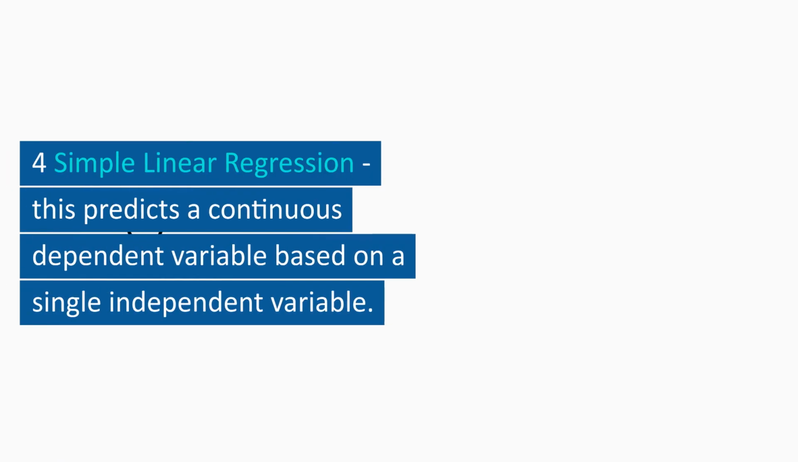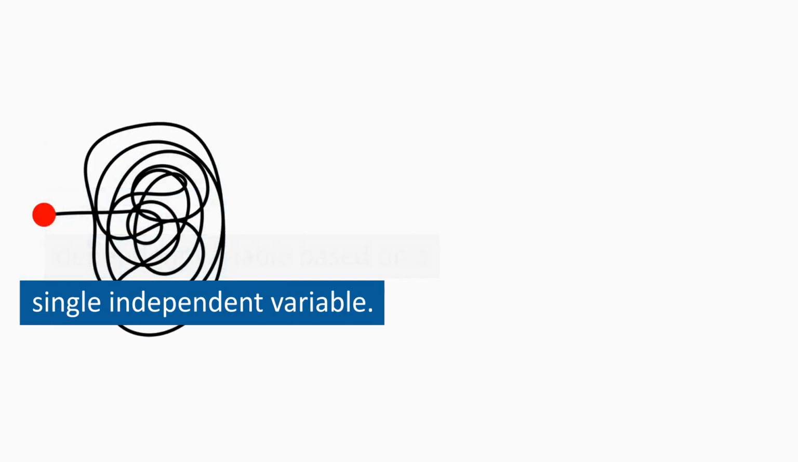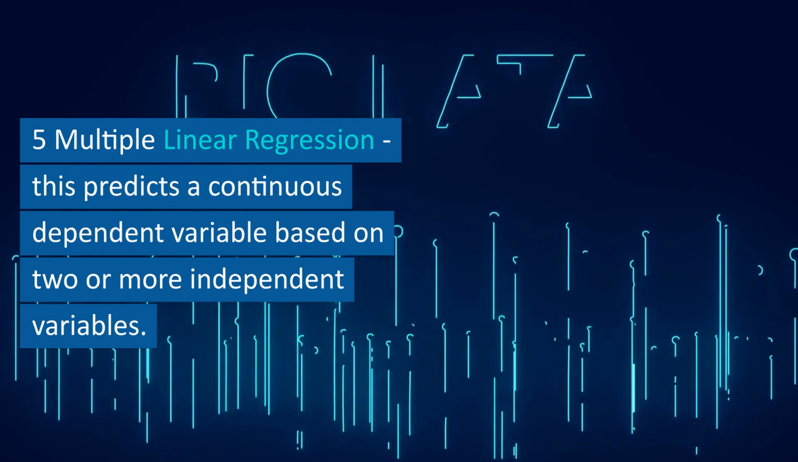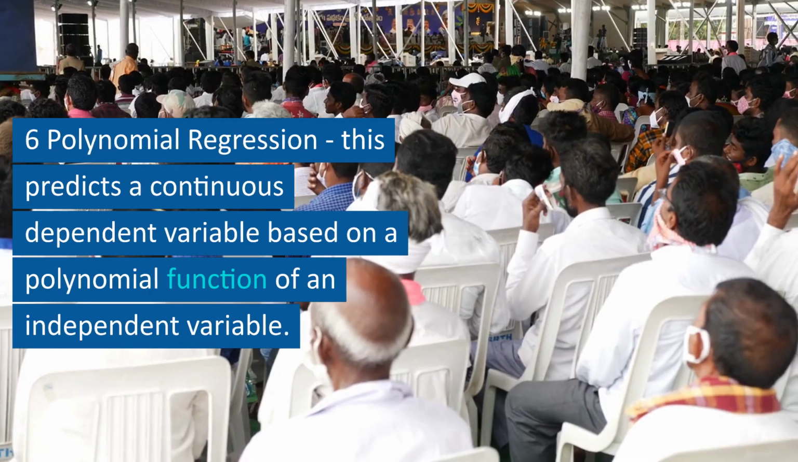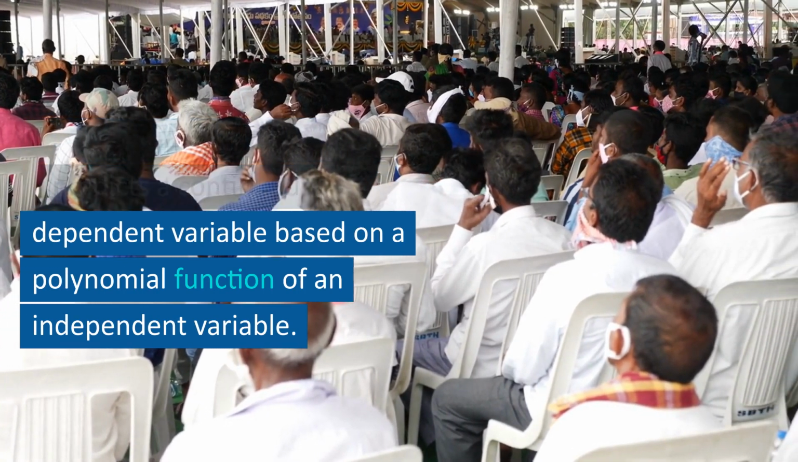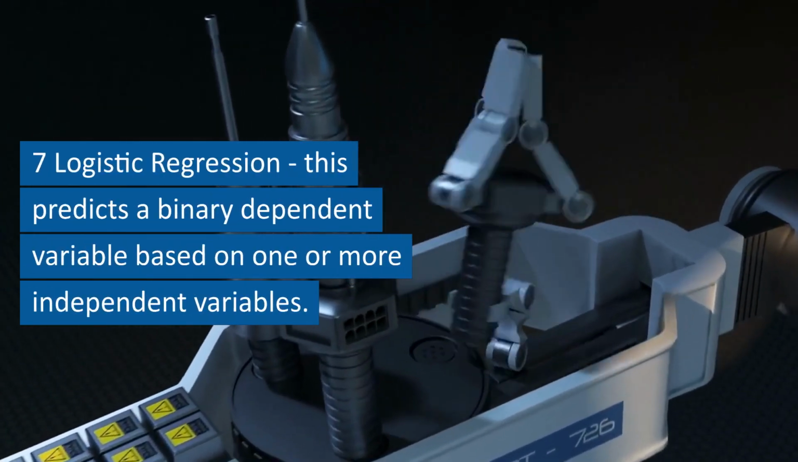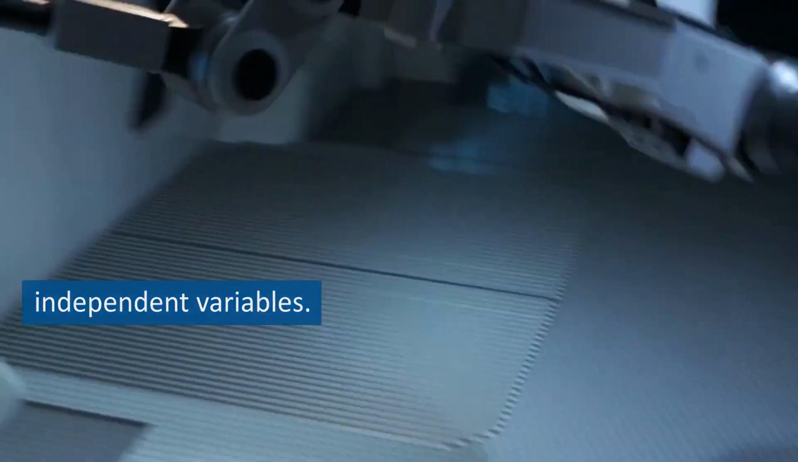4. Simple linear regression. This predicts a continuous dependent variable based on a single independent variable. 5. Multiple linear regression. This predicts a continuous dependent variable based on two or more independent variables. 6. Polynomial regression. This predicts a continuous dependent variable based on a polynomial function of an independent variable. 7. Logistic regression. This predicts a binary dependent variable based on one or more independent variables.